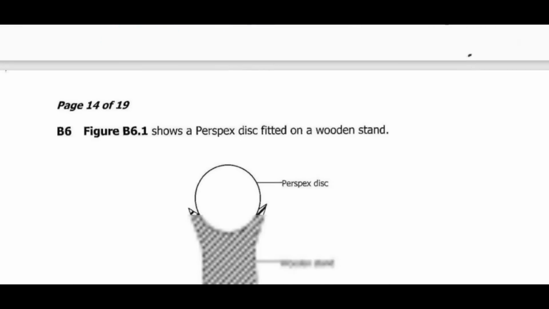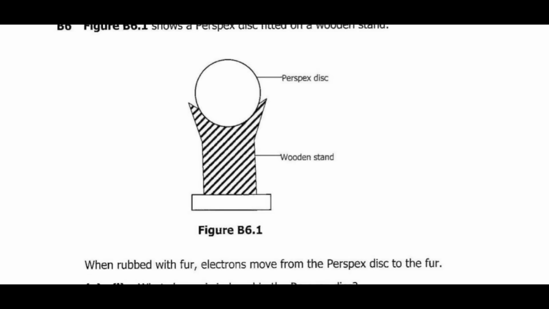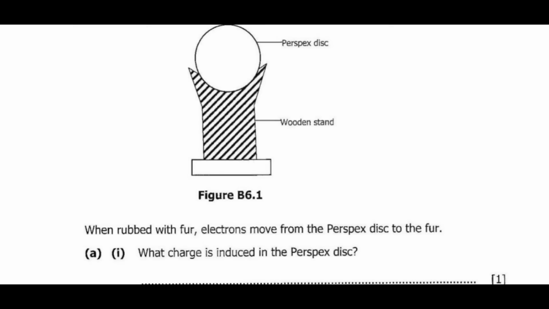Okay, so we can now move on to question 6. So figure B6.1 shows a perspex disc fitted on a wooden stand. Okay, so we can see that here we have a neutral perspex. Then we are told when rubbed with fur, electrons move from the perspex disc to the fur. Okay, so this one gives. So if this gives it, then the perspex developed a positive charge, the fur will gain a negative charge.